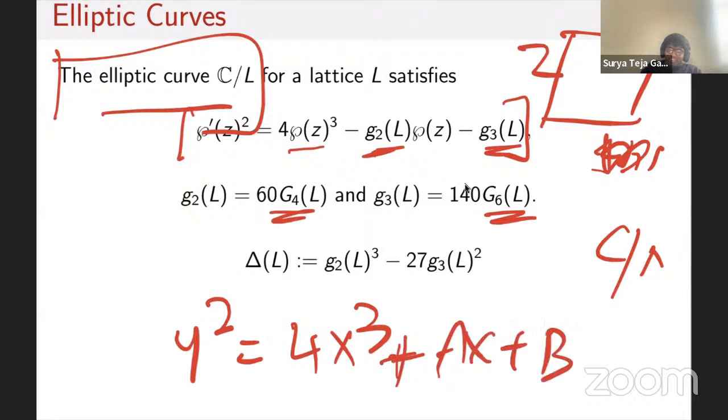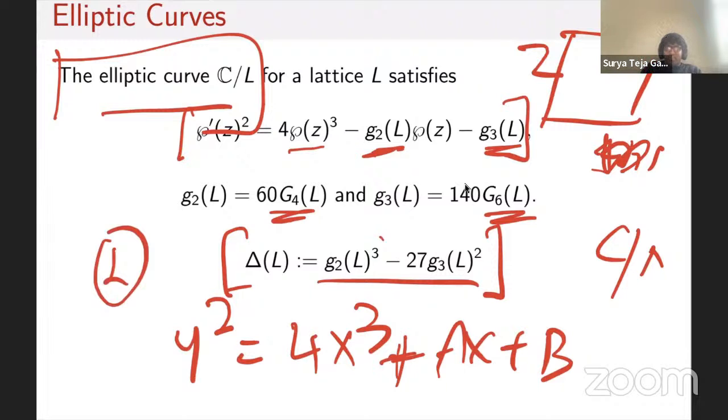These coefficients here are functions of the particular elliptic curve. And if you have seen this quantity called the discriminant before, the elliptic curve has a discriminant, and if you compute it in this case, it will turn out to be G4 cubed minus 27 G6 squared, which is again a quantity that depends on the lattice.